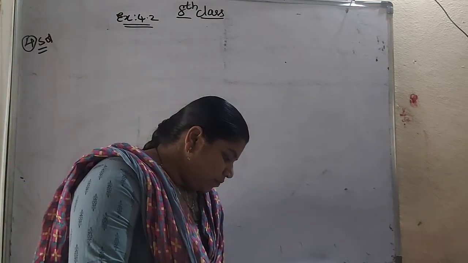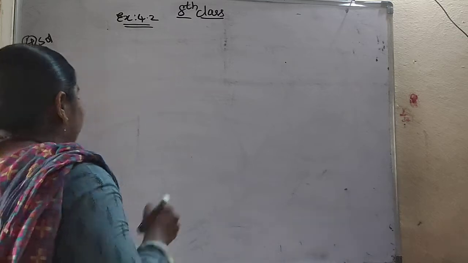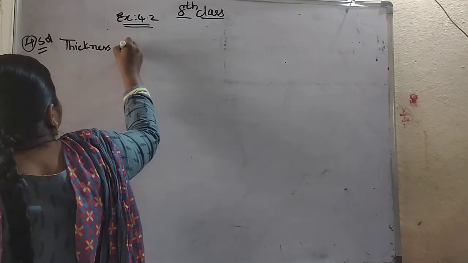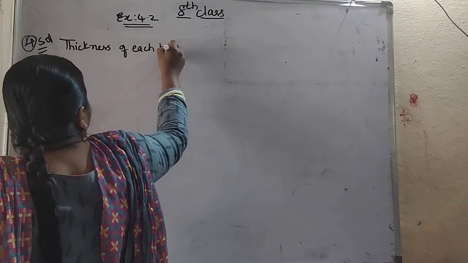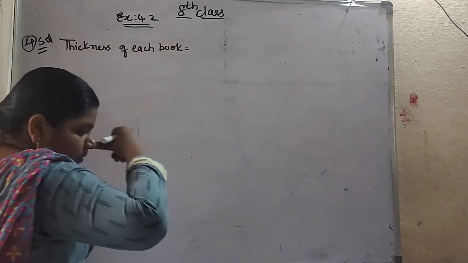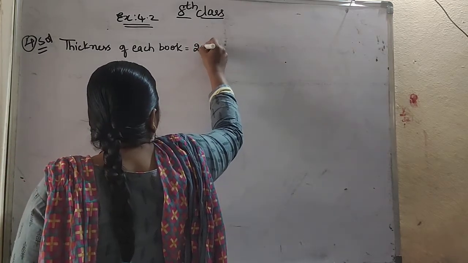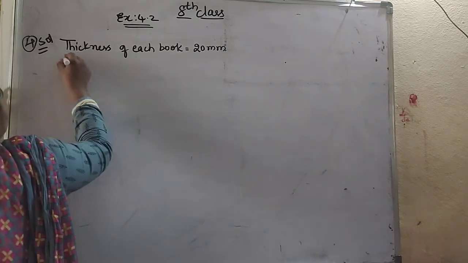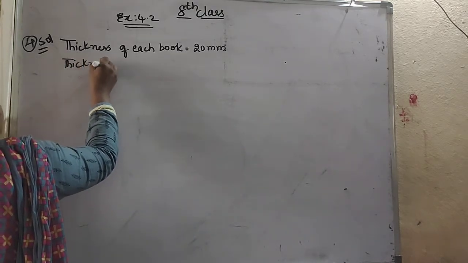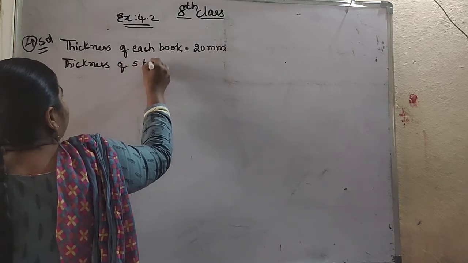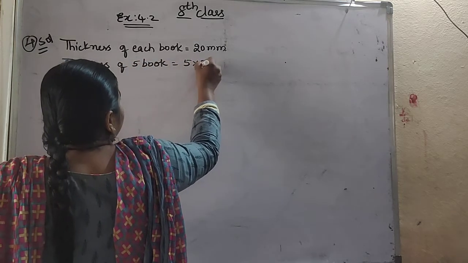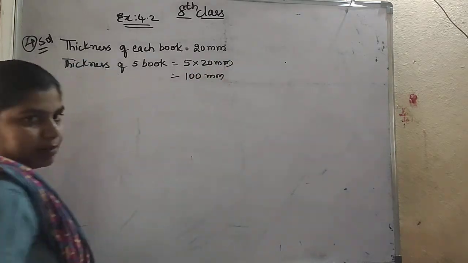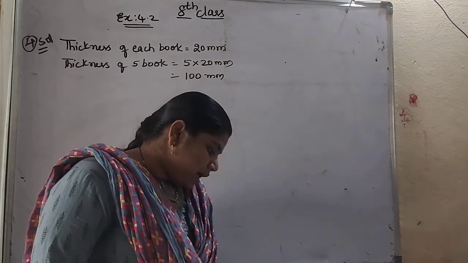So what have they given? They have given the thickness of each book. Thickness of each book is how much? That is 20 mm. Like that, how many books are there? 5 books are there. So thickness of 5 books, what we have to find? 5 into 20 mm. That will be equal to 100 mm. So for 5 books you got it as 100 mm.